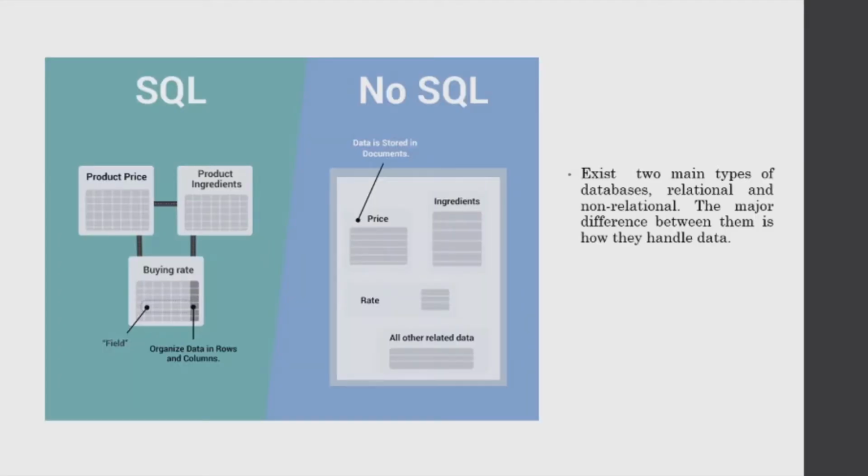Now, there exist two main types of databases: the relational databases and non-relational databases. The major difference between them is how they handle data.